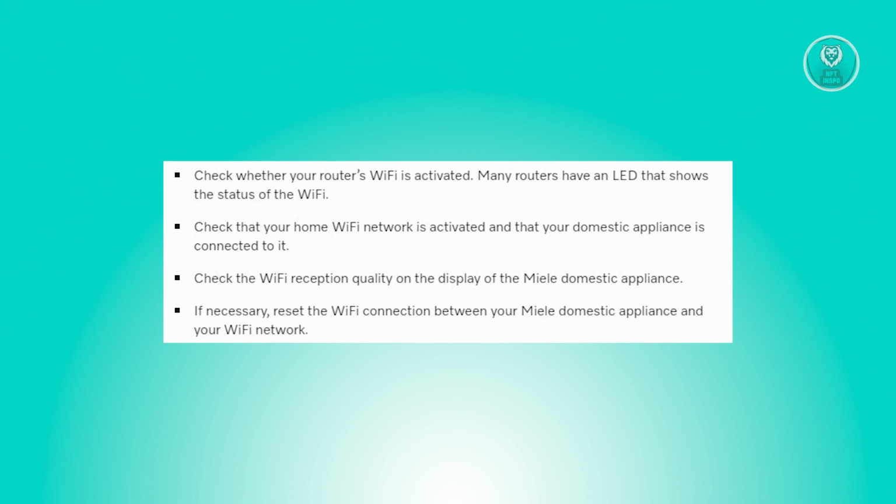So to troubleshoot, start by ensuring that your router's Wi-Fi is actually turned on. Now, many routers have a light that indicates whether the Wi-Fi is active. So make sure that it's actually blinking or turned on.